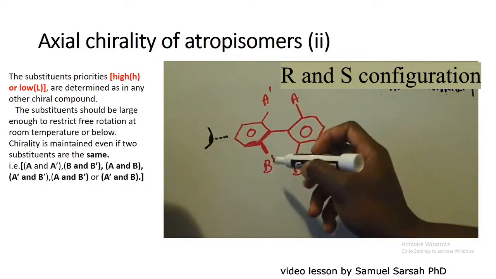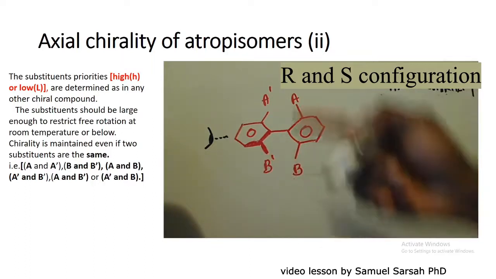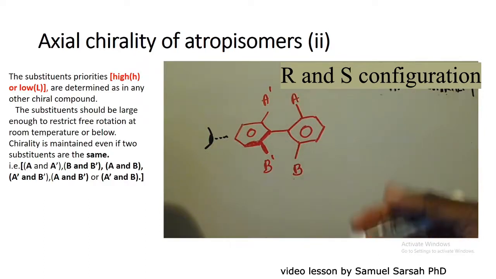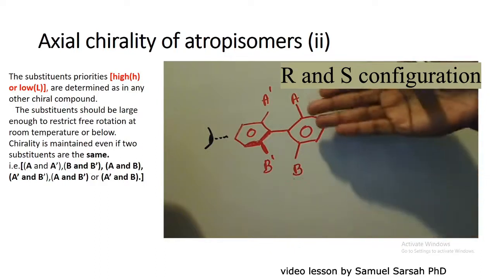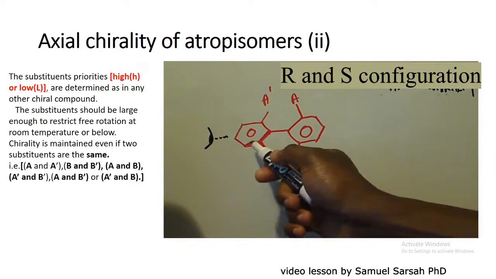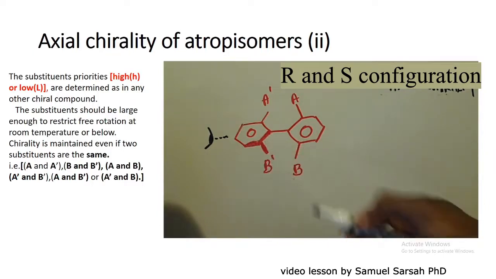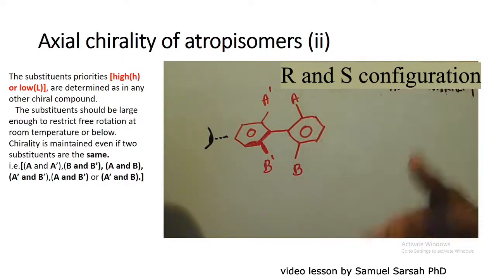Because this B prime is pointing out towards me, and the A prime is pointing away from me in the horizontal direction, and then the A and B are in the vertical plane. So anytime you see a shaded line here, it means that side is pointing towards you, and then the other side is pointing away. But if the lines are just the same, it means they are in the plane of the board.